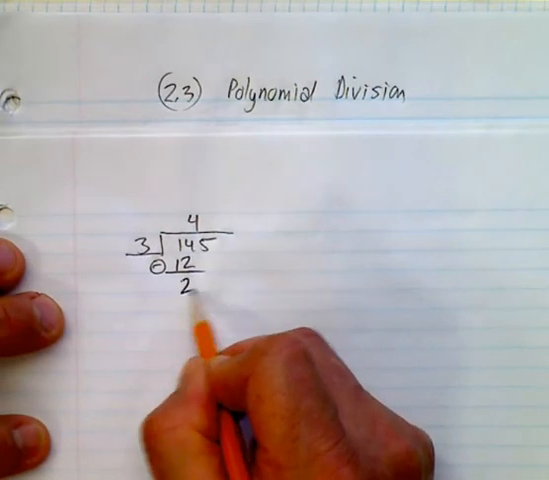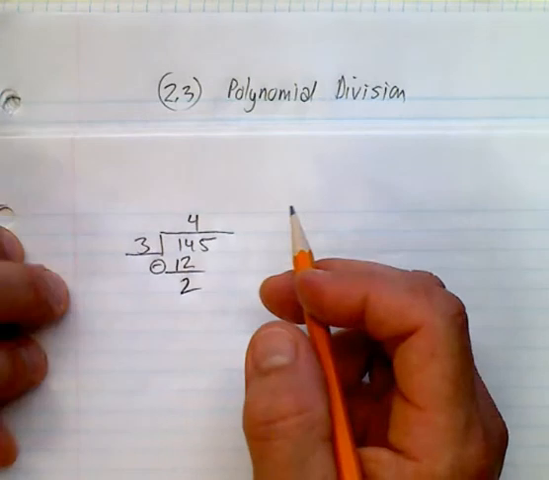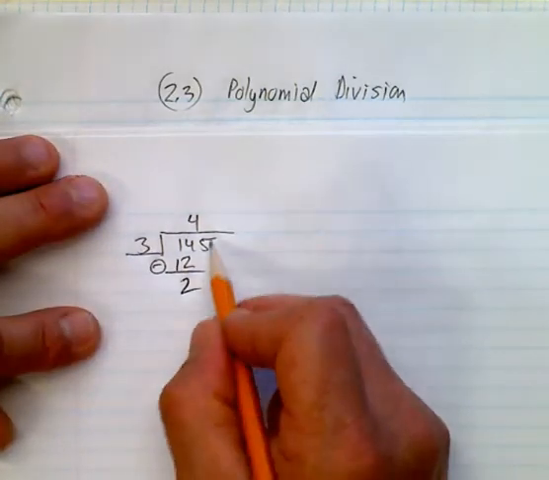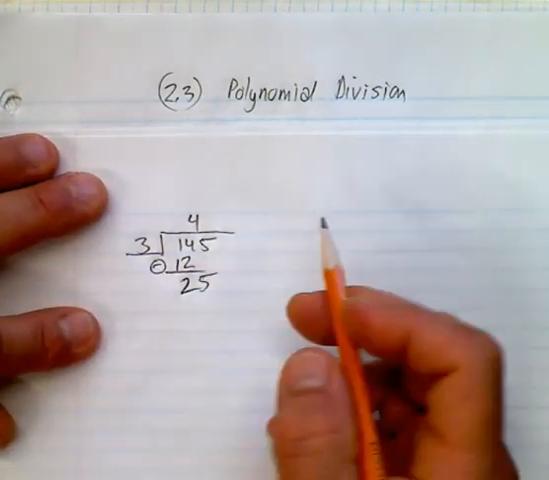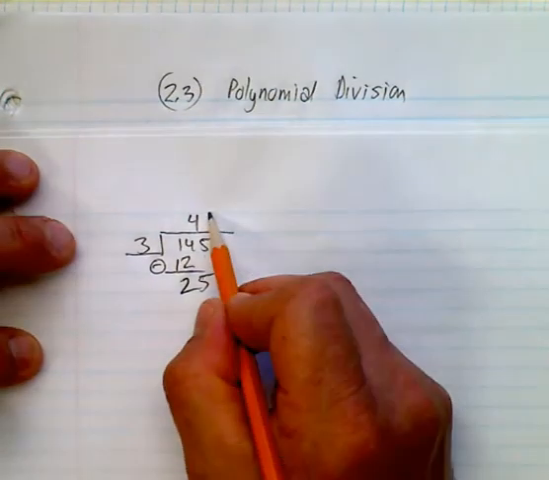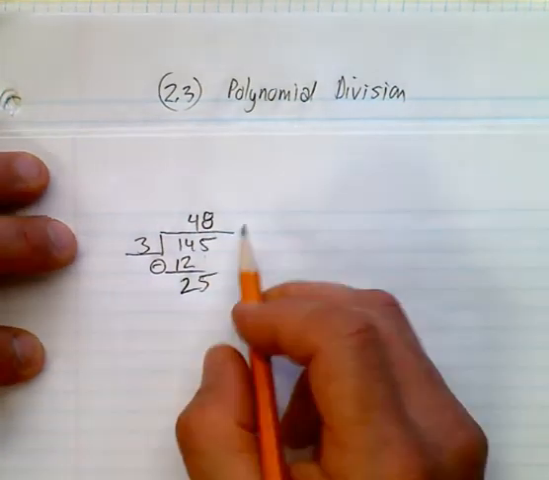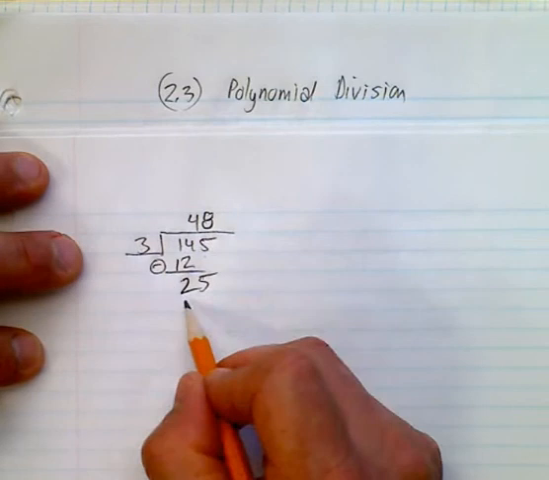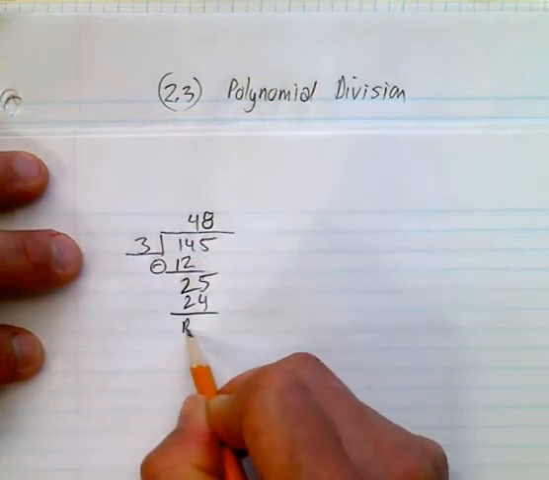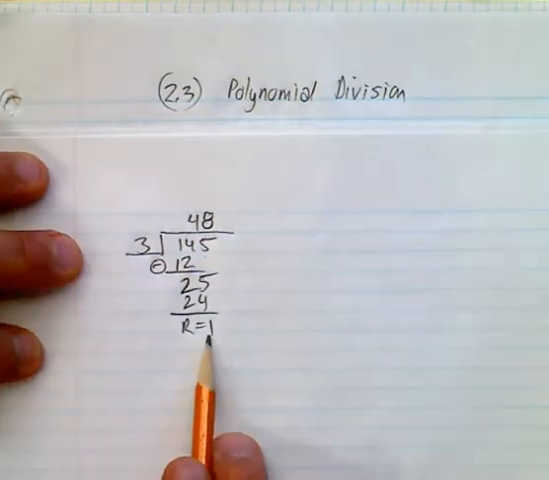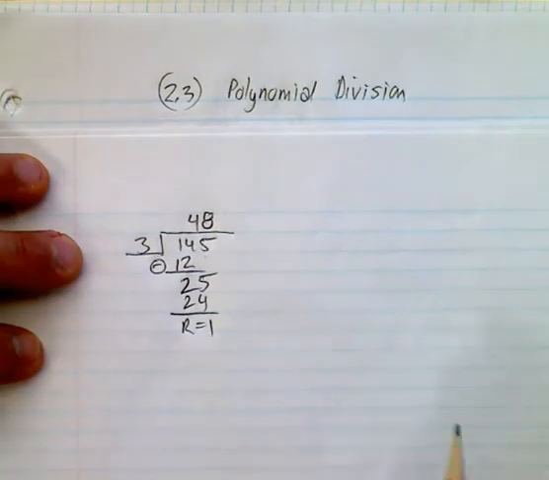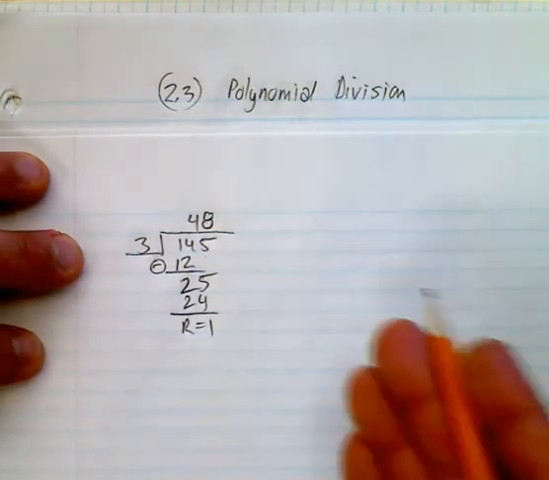And then you bring this 5 down, boom, 3 goes into 25. How many times, right? It goes 8 times. That would be 8 times 3 is 24. You have a remainder of 1 because 3 no longer can fit into this number and there's nothing else to do. So this is an example of long division.